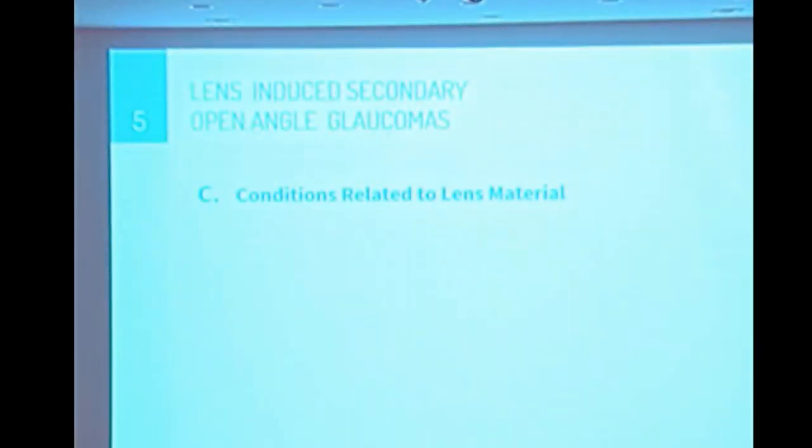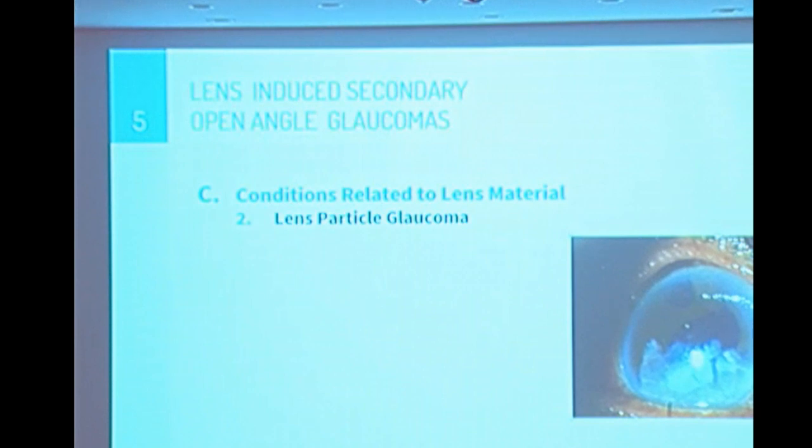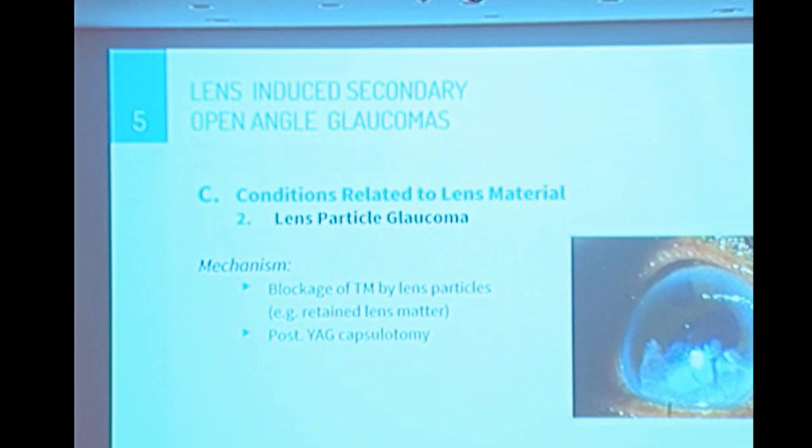And then, related to lens material, also lens particle glaucoma, not the soluble lens protein, but chunks of lens matter that directly tamponade the angle and lead to elevation of the intraocular pressure, called lens particle glaucoma, and there is a big difference between lens particle and lens protein glaucomas. Mechanism again: blockage of trabecular meshwork by lens particles, retained lens material, or after YAG posterior capsulotomy. This is one of the major complications of YAG posterior capsulotomy, the acute elevation of intraocular pressure, as you will see later on.